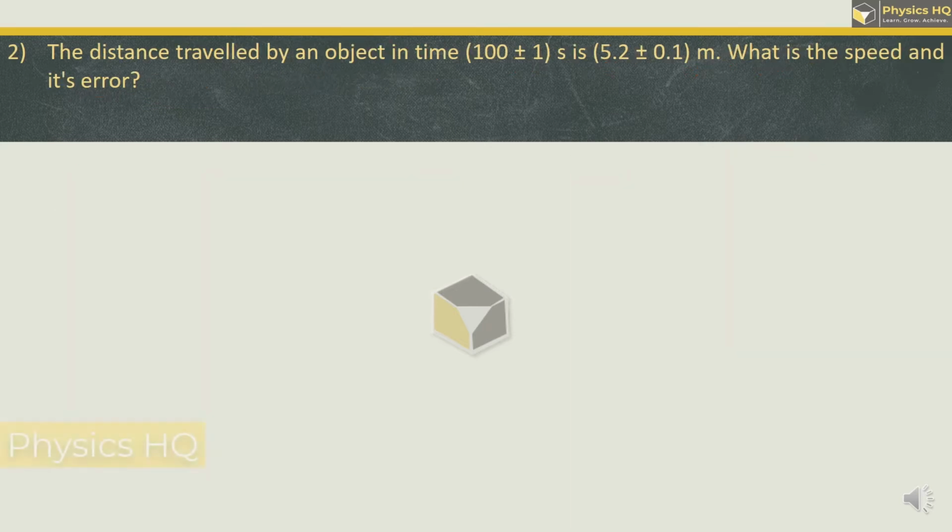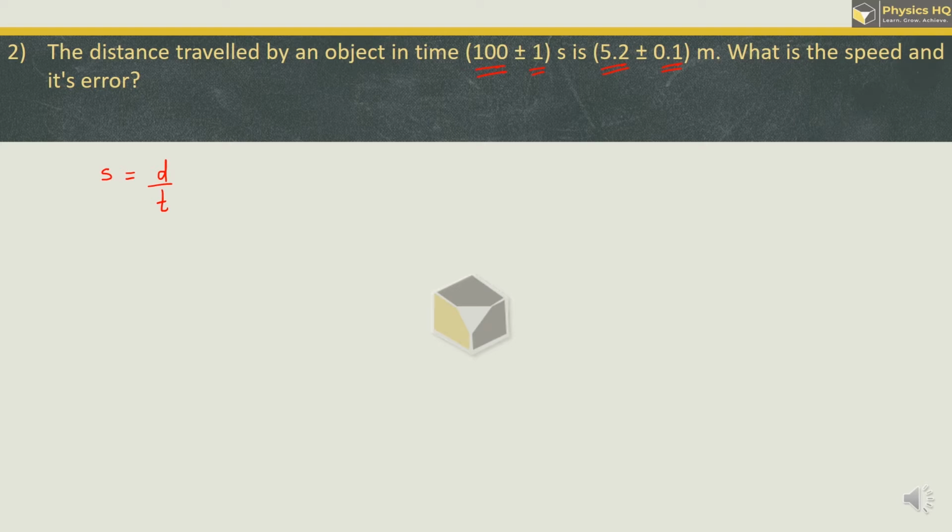Let us go ahead. The distance traveled by an object in time 100 seconds with an error of 1 second is 5.2 meter with an error of 0.1 meter. What is the speed and its error? Speed is given by distance upon time.